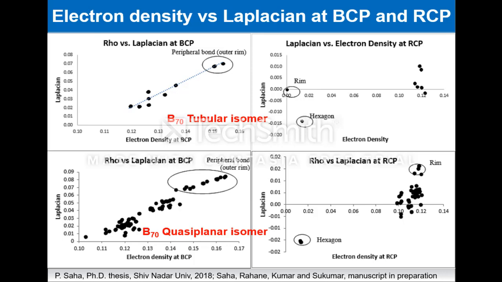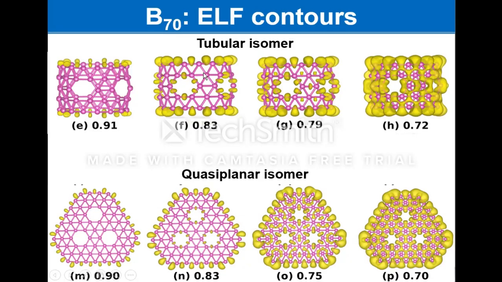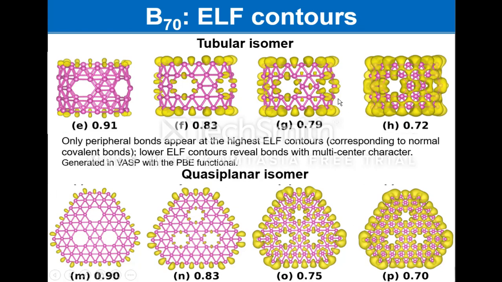Plots of the electron density versus Laplacian at bond and ring critical points for both isomers, the tubular and quasi-planar, are shown here, and these show that the peripheral bonds along the outer rim have covalent character with high electron density and Laplacian and can be distinguished from the other bonds. Electron localization function plots of B70 show that only the peripheral bonds appear at the highest ELF contours corresponding to normal covalent bonds, whereas lower ELF contours reveal bonds with multi-center character.